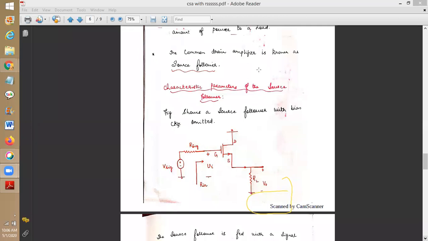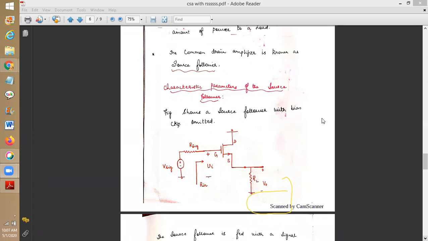In common gate, please listen carefully. Where do we give the input and where do we take the output? We give the input to the source, ma'am, and take the output at the drain. Very good.